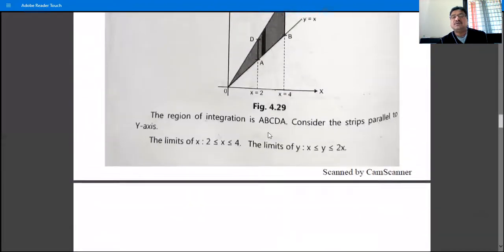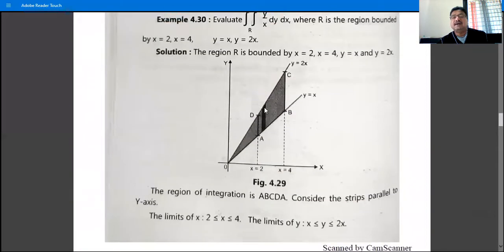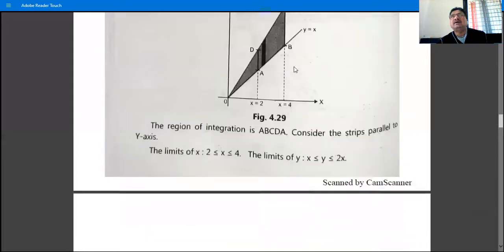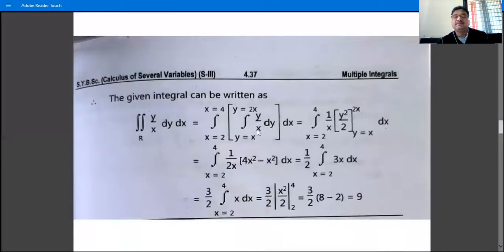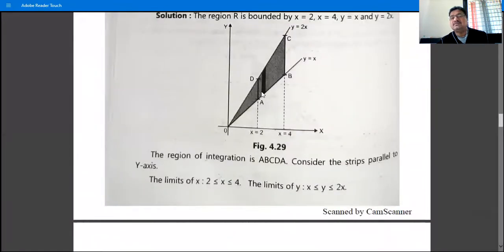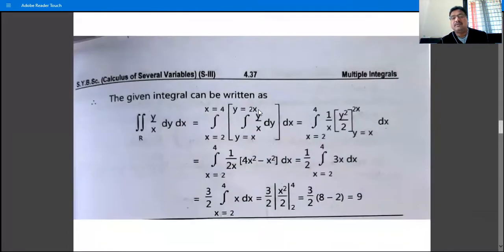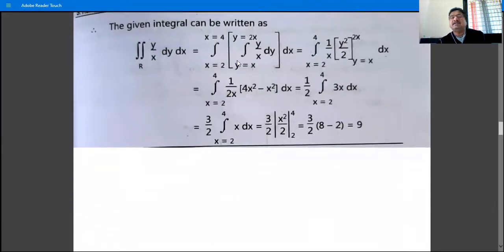So if we take a strip parallel to the y-axis, then one end touches y is equal to x, and the other end y is equal to 2x. So y is equal to x is the lower limit, and y is equal to 2x is the upper limit. And in order to cover this region, we have to move the strip from point A to B. At point A, x is 2. At point B, x is 4. So x is equal to 2 is the lower limit, x is equal to 4 is the upper limit. And then integrating with respect to y.